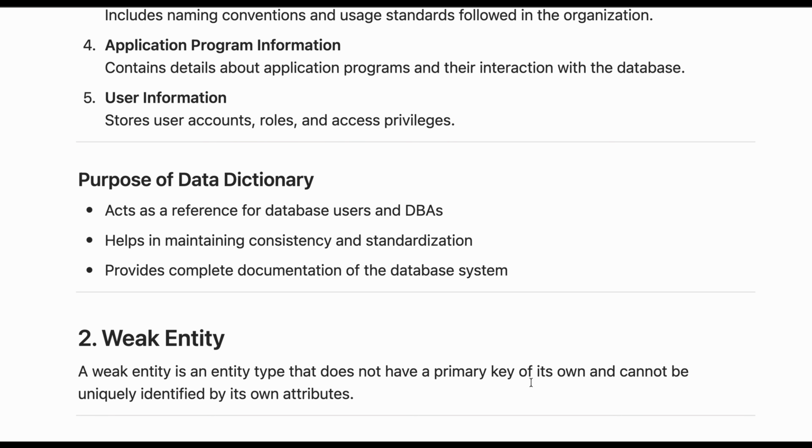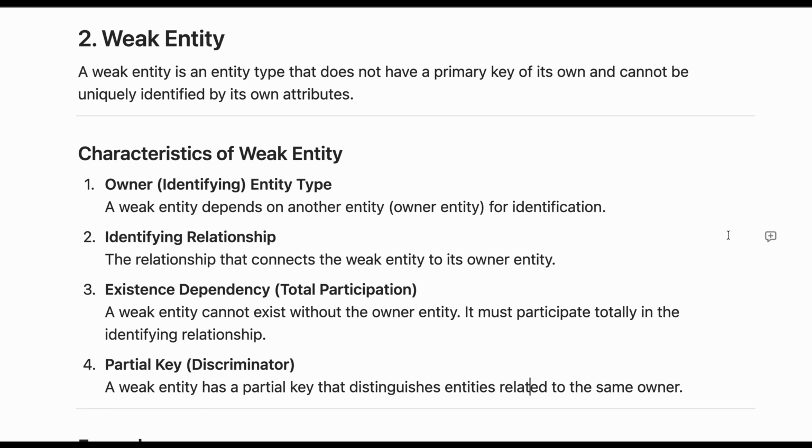Now let's look at its characteristics. So the first one is owner entity. A weak entity is always associated with a strong entity. The second one is identifying relationship. This relationship connects the weak entity with its owner.